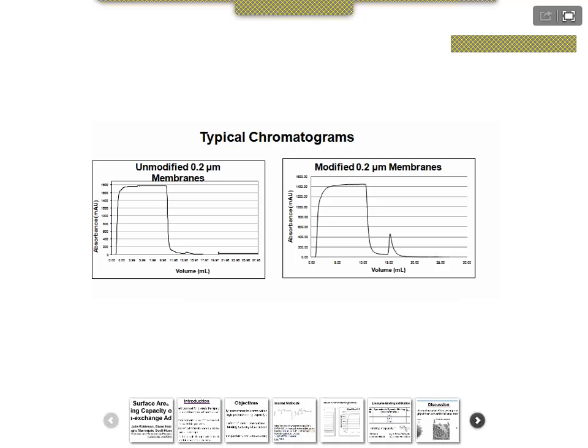Notice that the modified membranes exhibit this peak, while the chromatogram of the unmodified do not, and this shows that we successfully modified the membranes and protein was bound to the column. At the end of each run, a 0.3 molar potassium hydroxide solution was used to regenerate the line and to remove any residual protein.